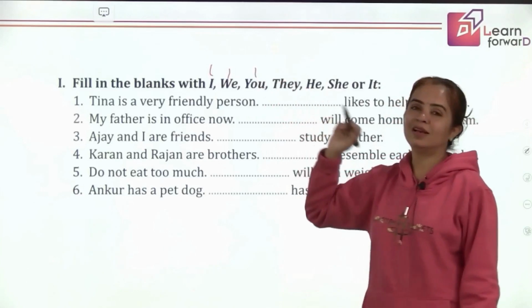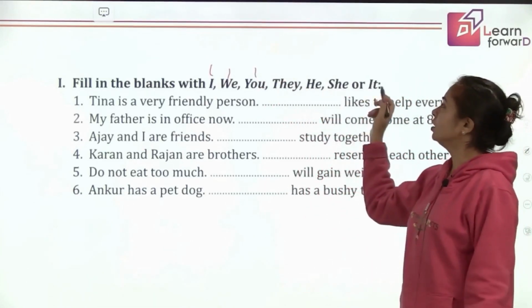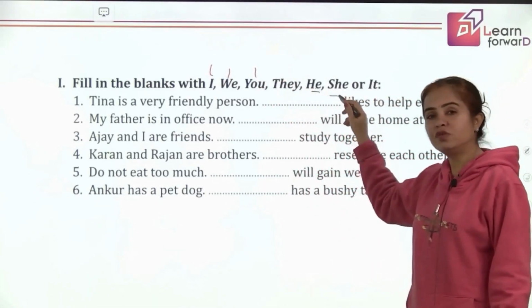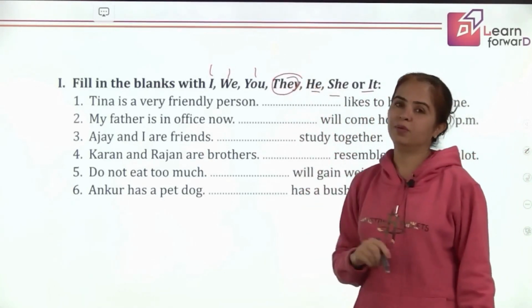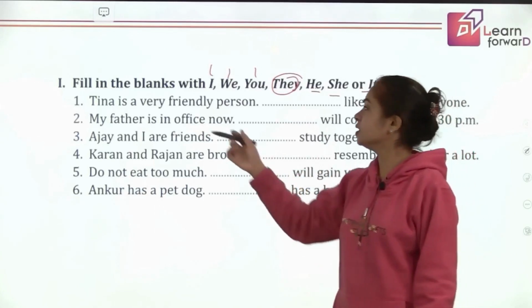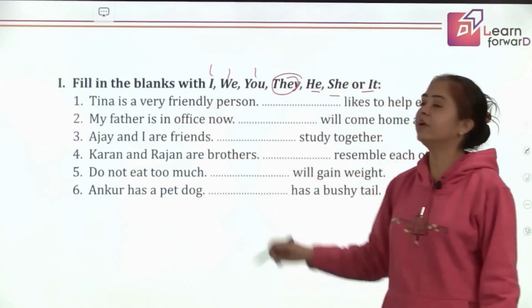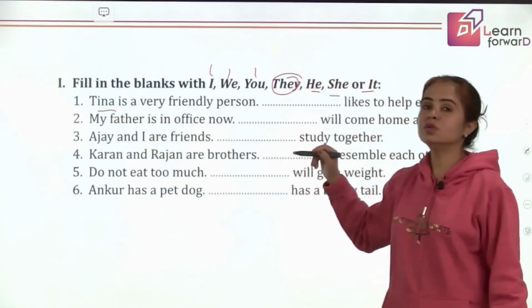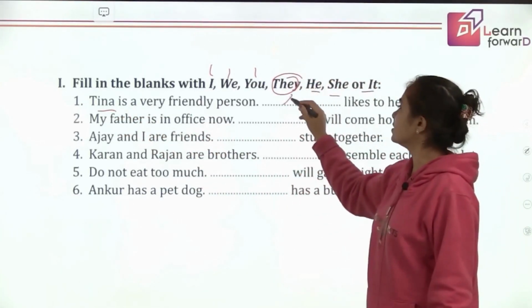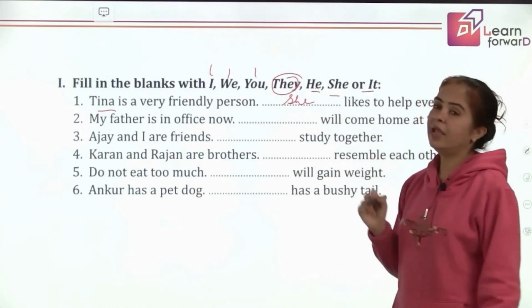You is the listener. Then these are all third person. He for boy, she for girl, it for animals and things, and they for plural. Keeping this in mind, let's do this exercise. Tina is a very friendly person. Now Tina is a girl. So what will you use here? She, in singular. Yes, she likes to help everyone.